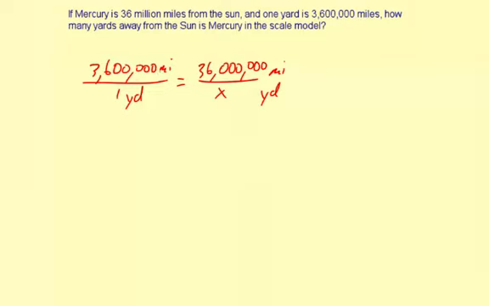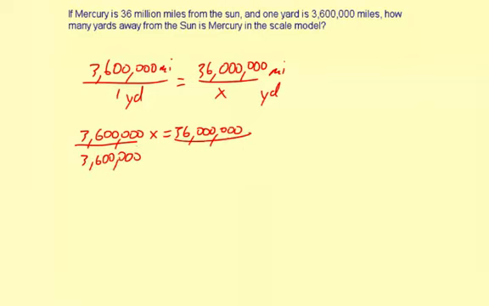Let's solve it. To solve it, you cross multiply. You get 3,600,000 times x equals 1 times 36 million, so just 36 million. Then to solve for x, you divide by 3,600,000. You ever solved an equation with numbers this large before? So these are going to reduce out, and we get x equals 36 million divided by 3,600,000.